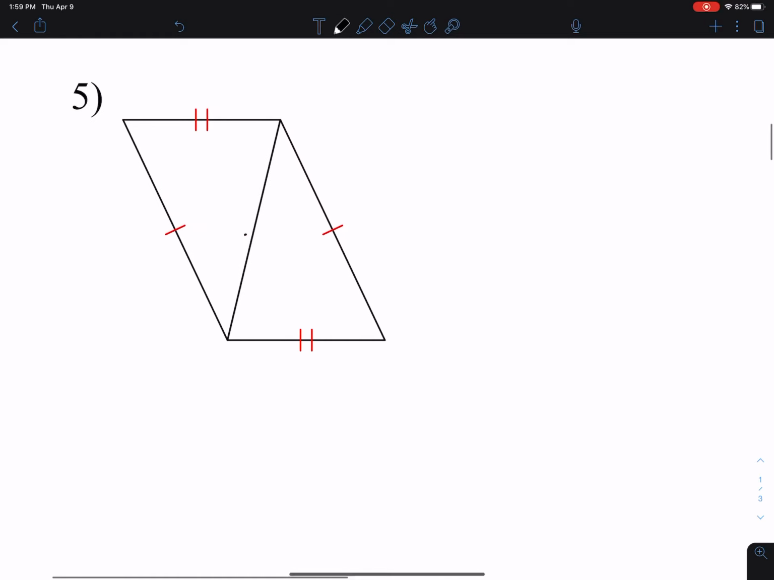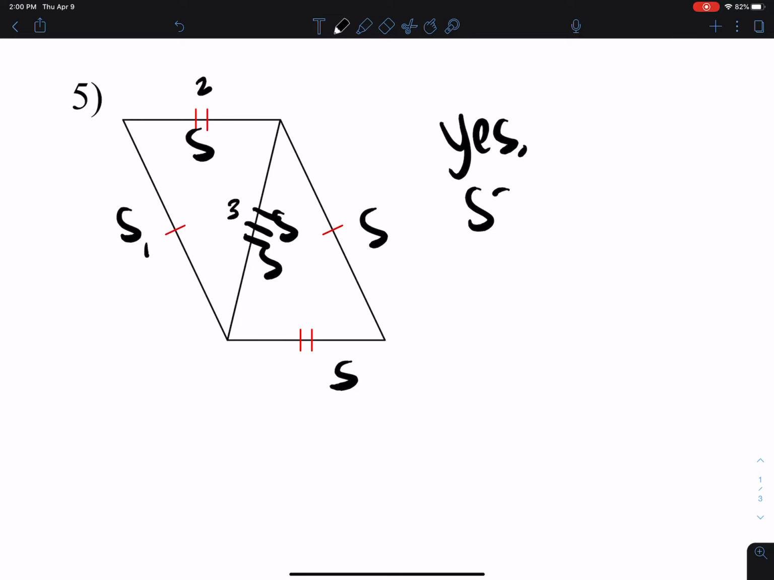Okay, the next one. We already have side 1, side 2, so this would be side 3. So we have side, side, side for both. So we're going to say yes, these are congruent by side, side, side.